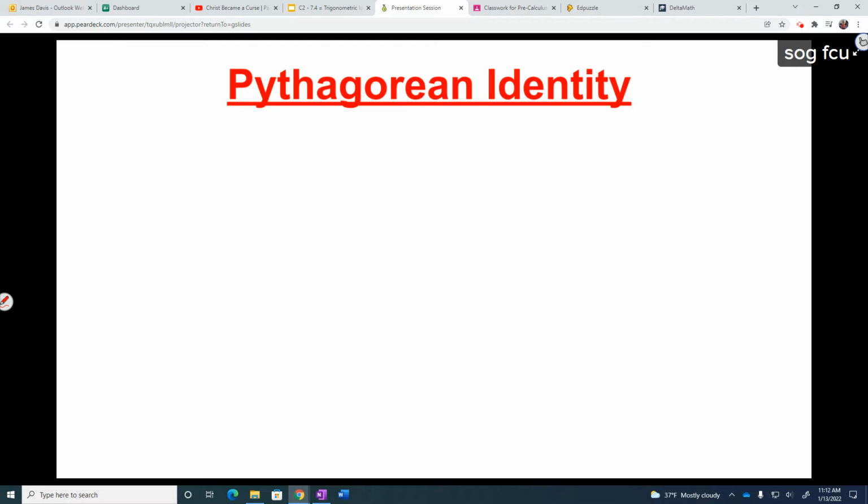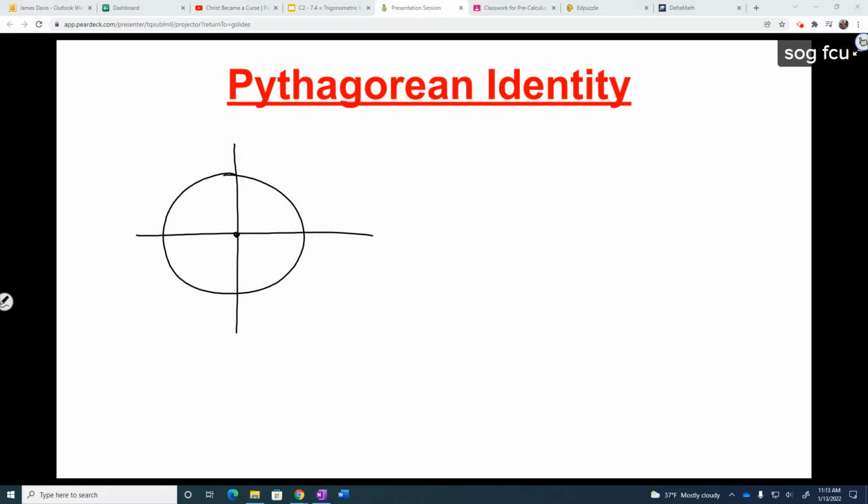So the Pythagorean identity is an important one, and it comes from, obviously, the Pythagorean theorem. Let me show you where it comes from. Think back to the unit circle. Anybody remember what the distance from the middle to the outside at any point, the radius, is? If this is a perfect unit circle, the radius is 1. So anywhere I draw from the middle to the outside is 1.